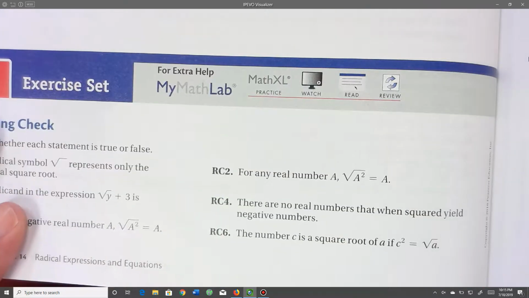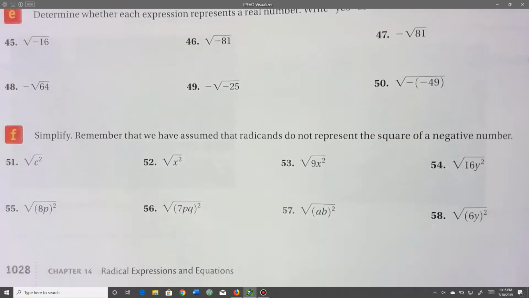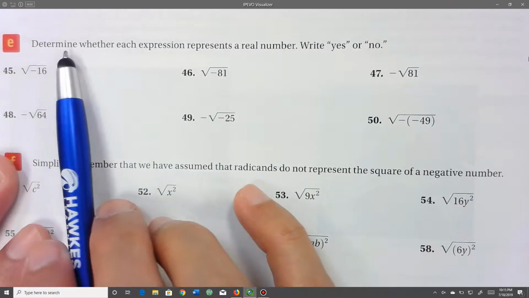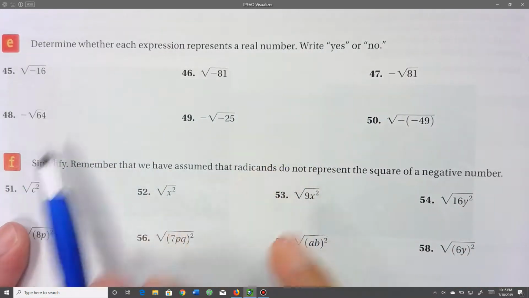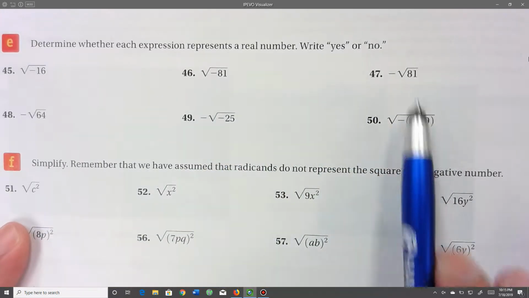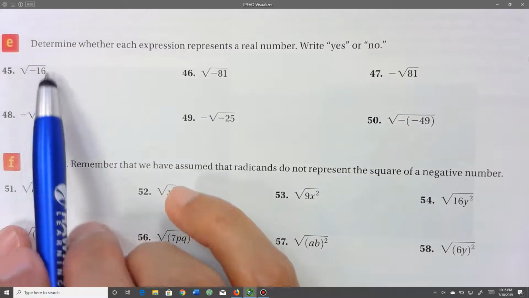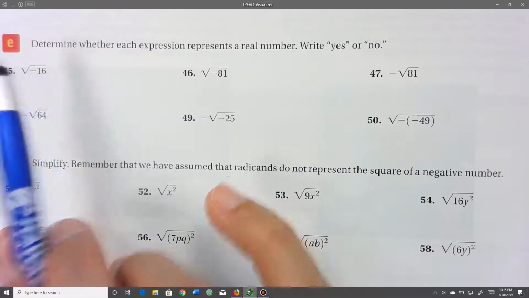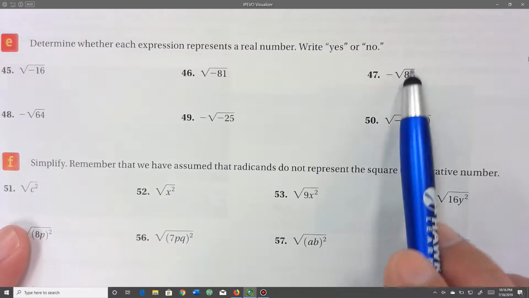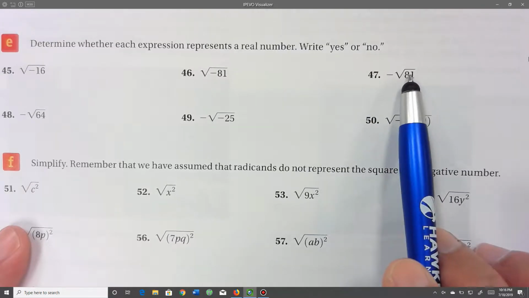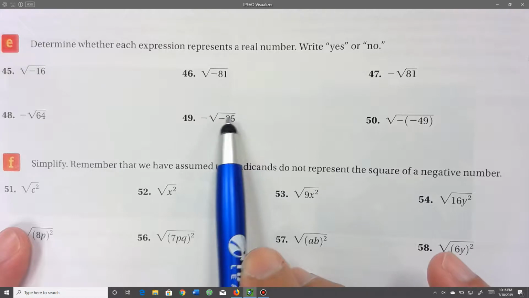So let's go ahead and work out a few problems here from section E. They're going to ask you questions like, determine whether each expression represents a real number, yes or no? Do all of these expressions represent a real number? Well, only if the radicands are positive. In this case, it is. This one is not. This one is not. This one is. Notice that the negative sign is outside the radical sign. So this one is a real number because the radicand is positive. This one is also. This one is not. See, the radicand is negative.